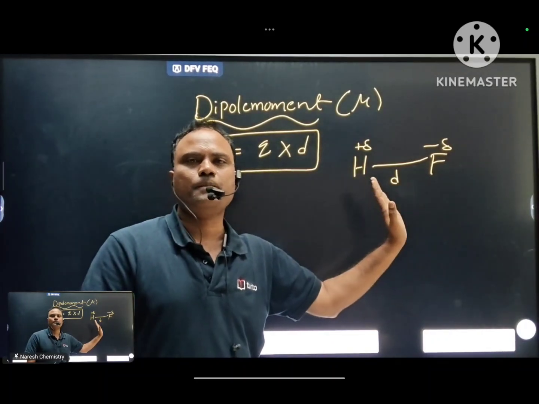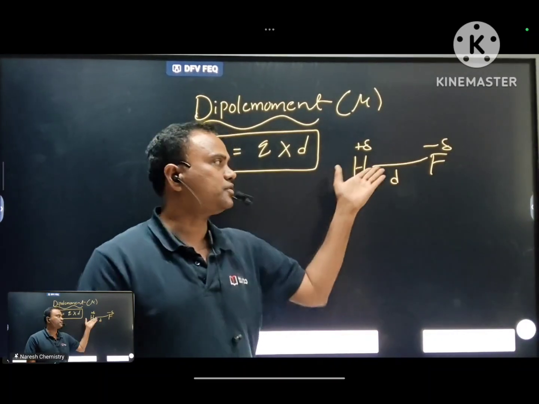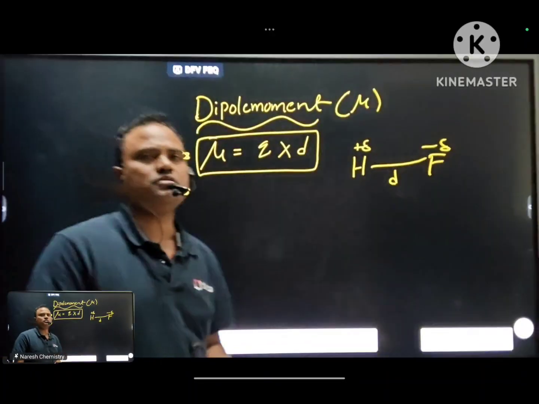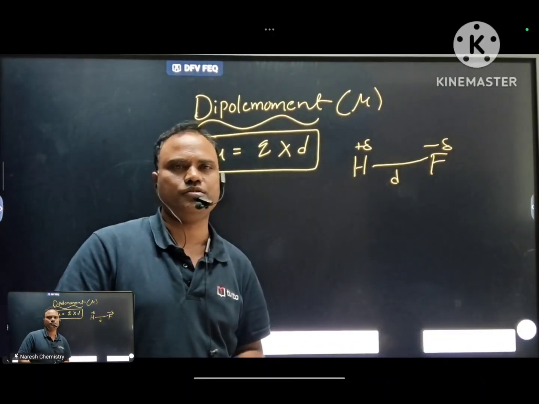If distance is more, then dipole moment is more. If charge is more, then also dipole moment is more, because dipole moment is directly proportional to charge and distance. Clear?